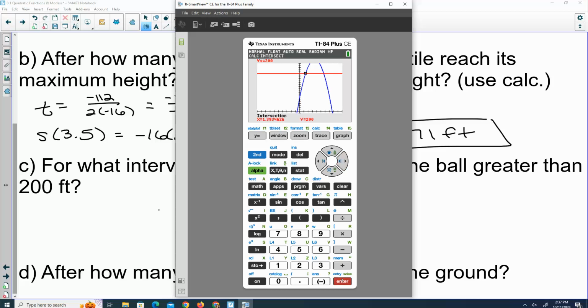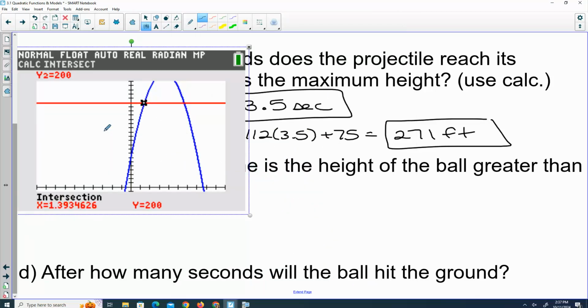This is a really good technique on the ACT, even if it's not something like this. If you need to find when two things meet, you can graph them and ask your calculator to find the intersection point. And so I see they meet when my x is 1.39.